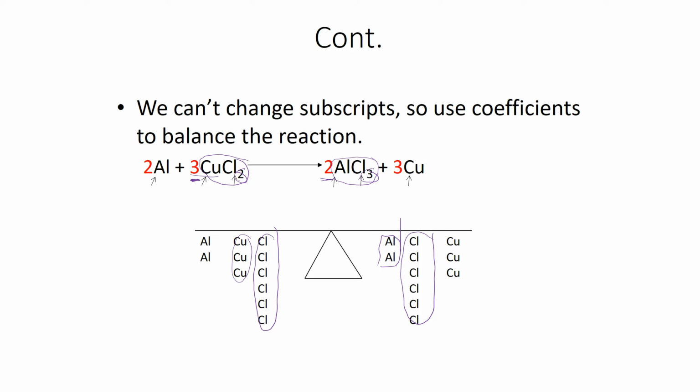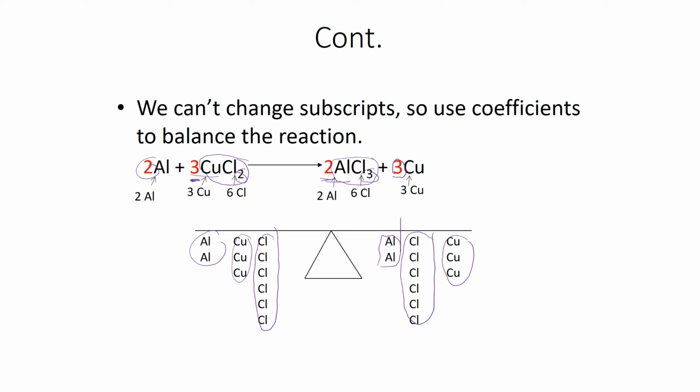But that's a simple fix. I got 3 coppers here. I'm going to now put 3 here. I've got 2 aluminums there. I'm going to now put a 2 there. So I got 2 aluminums, 2 aluminums. 3 coppers, 6 chlorine, 6 chlorine. We're balanced. Okay? Now, this, in my opinion, in the dorky chemistry teacher opinion, I think this is kind of fun.